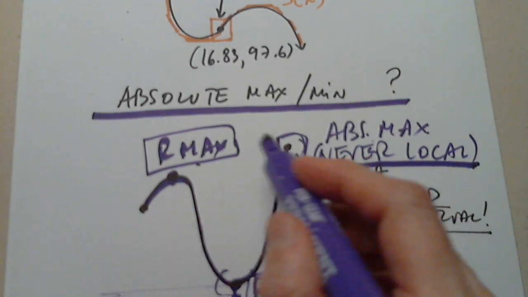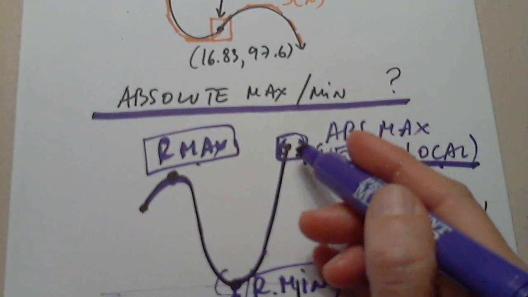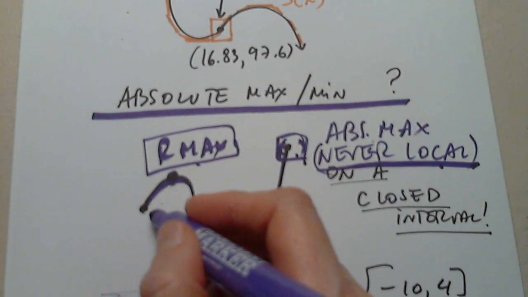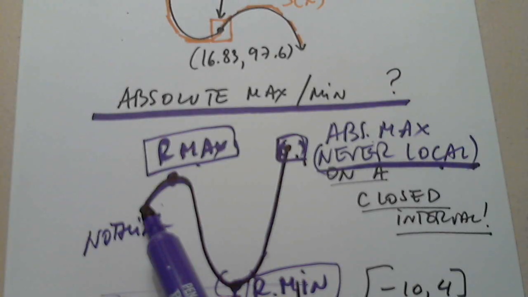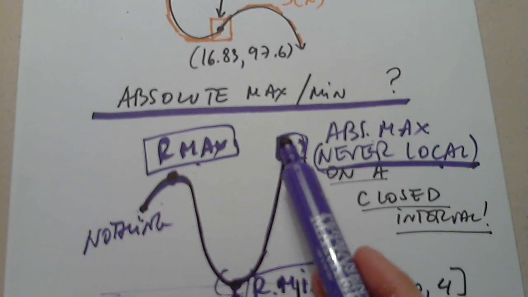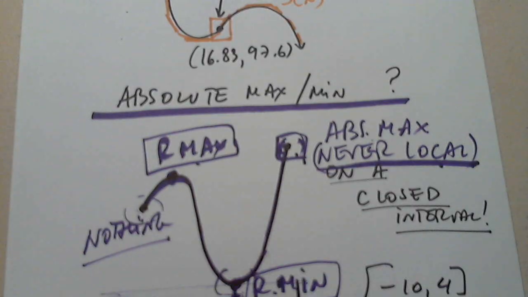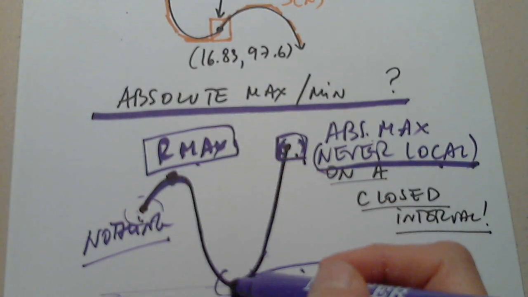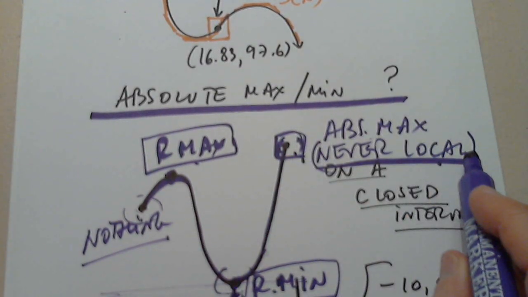At the end points of the interval, we can never have a local because the function does not exist on one side. And what is this one? Nothing. Because at the end point, it can only be absolute, never relative or local. It's not an absolute minimum, because there are smaller values. It's not an absolute maximum because there are higher values. And it can never be local. So this point does not represent anything. Relative max, relative min, but also absolute min, and absolute max, but never local.